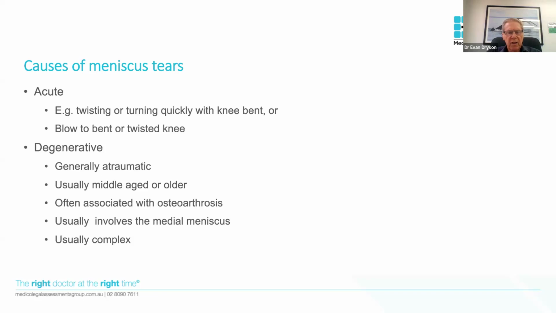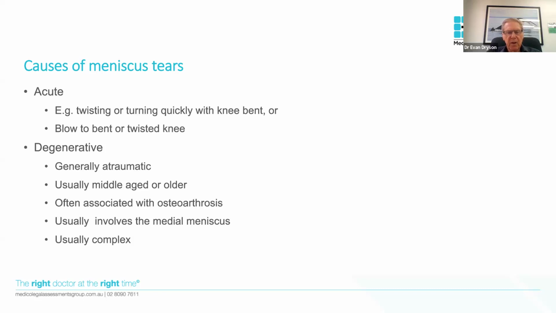A degenerative tear, on the other hand, as we've already pointed out, may just develop because of the aging process. Over time, the meniscus becomes more friable, it becomes weaker, becomes more easily torn. Having said that, as I've said just before, a degenerative tear can be aggravated by further trauma. So a degenerative tear usually occurs in older people. That makes sense because that's when the body starts to decay. It's often associated with osteoarthritis, that's arthritis of the knee.